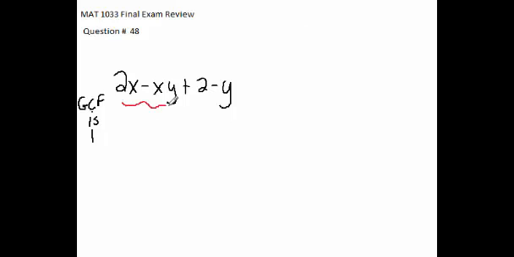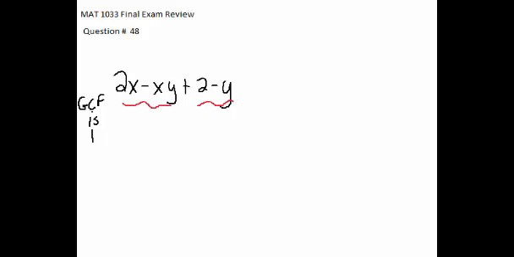MAT1033 Final Exam Review Question number 48. We are to factor completely. We have 2x minus xy plus 2 minus y. And we are first to look for the GCF. GCF is 1. And we have a 4-term polynomial, so we're going to try factor by grouping.